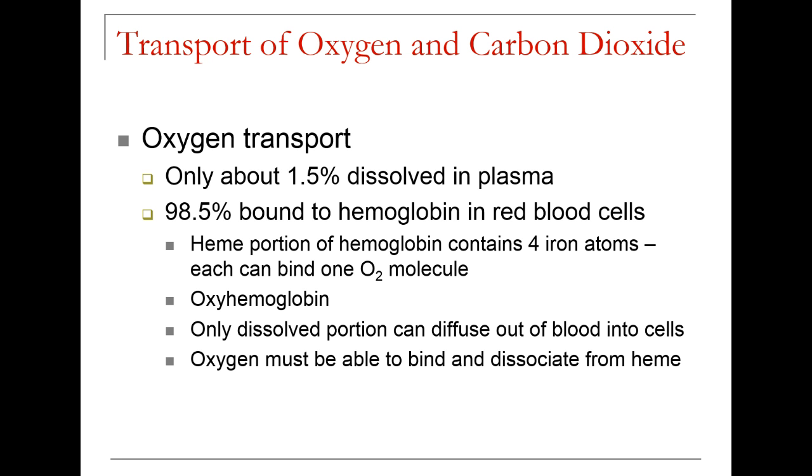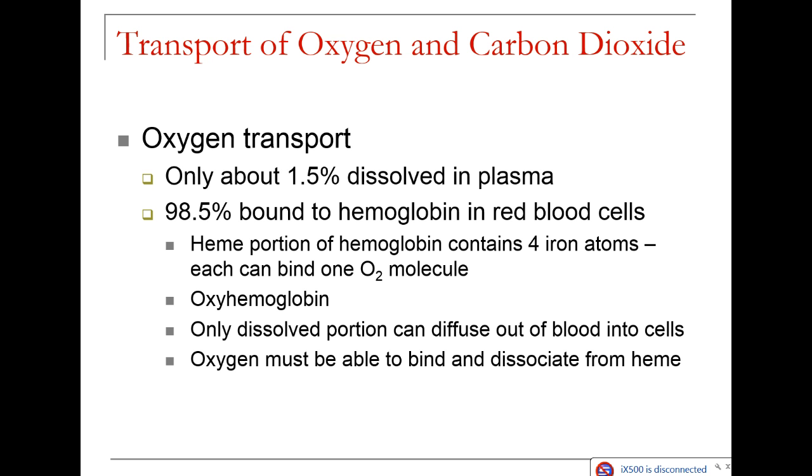The only portion of the hemoglobin that can bind oxygen is the heme portion. Each heme portion contains an iron, so we have 4 globins, 4 hemes, and 4 irons, so each hemoglobin molecule can transport up to 4 oxygen molecules. We call the form of hemoglobin when it has oxygen attached oxyhemoglobin. So oxyhemoglobin is hemoglobin with the oxygen attached.